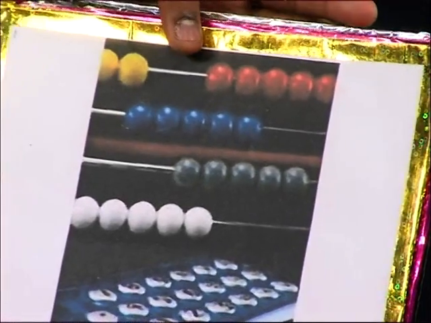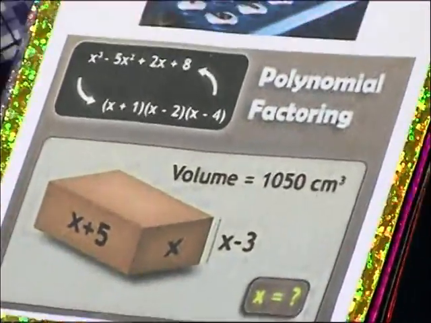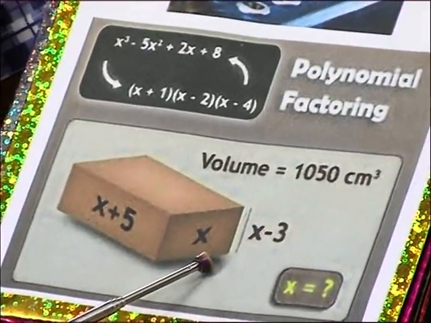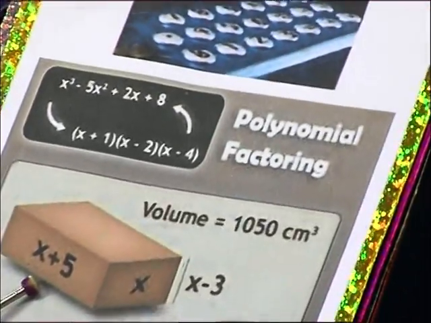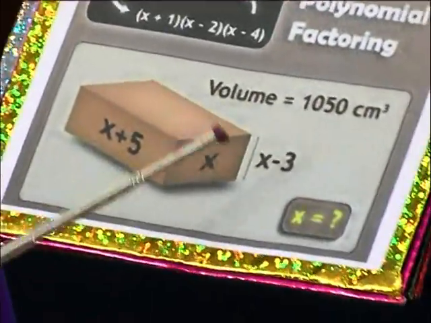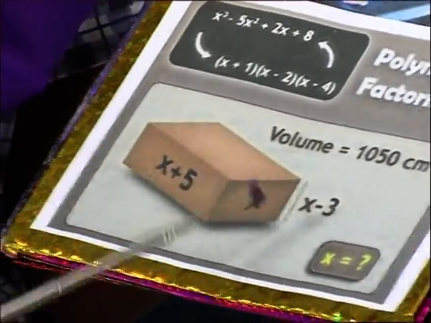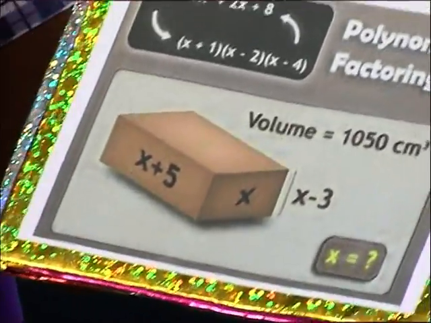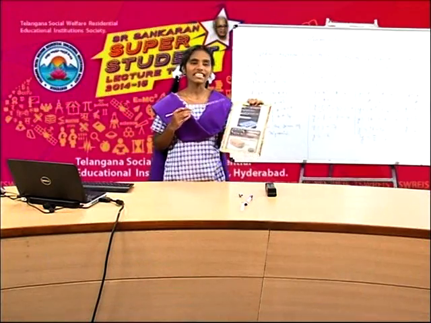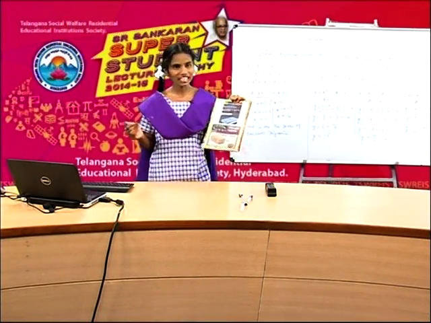flashcard, in this flashcard we have a cuboid. So here in this cuboid we are going to find the length, breadth and height of this cuboid. So here the length is x plus 5, the breadth is x and the height is x minus 3. So in this we have variables and constants. Variables are x, x and x. Constants are plus 5 and minus 3. In this also we are using polynomials in our day-to-day life.